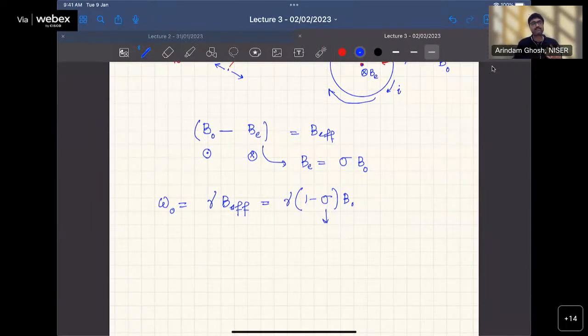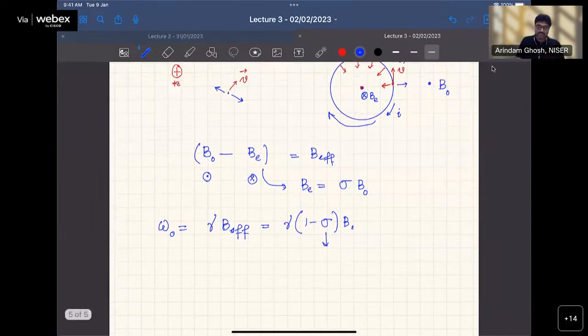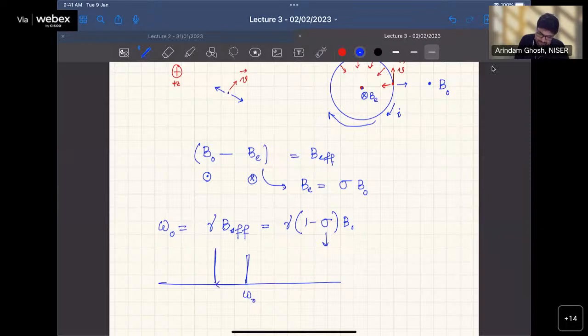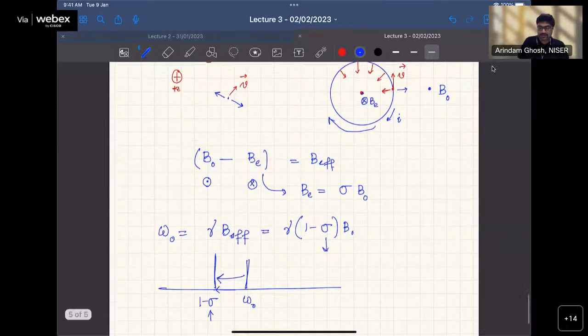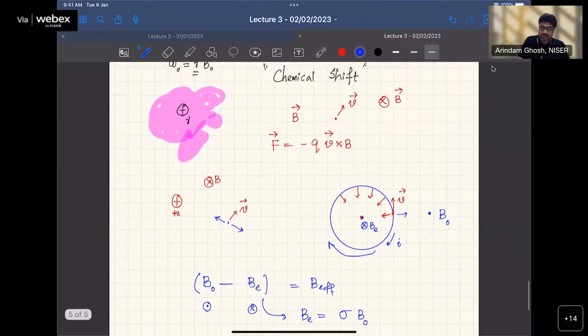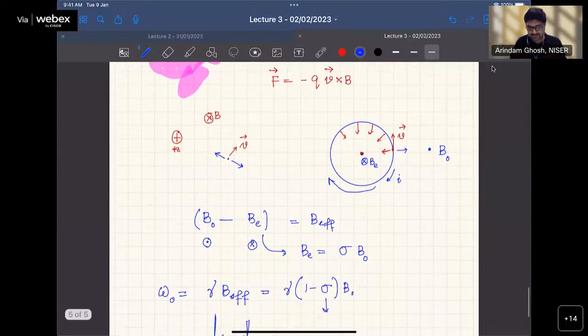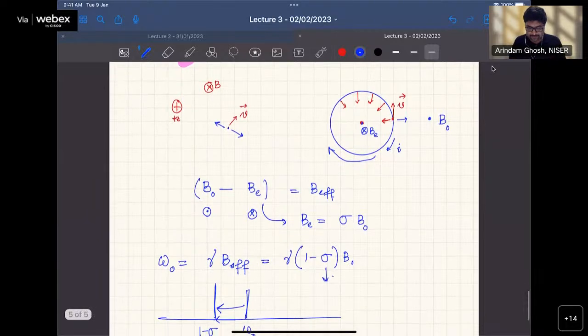Why is it called chemical shift? Because the moment I have changed from B to B effective, the position is going to change a little bit. Earlier, if I have a situation like this, and this is your omega 0, then it will shift a little bit to a different place depending upon 1 minus sigma, or depending upon the sigma. So this shift is coming from the original Larmor frequency because of the chemical shift, and that is coming from these electrons, right? Although the electron is in a cloud, we have just drawn it this way. The movement of these electrons is creating a field which is opposing the original field, and that is the theory behind this chemical shift.